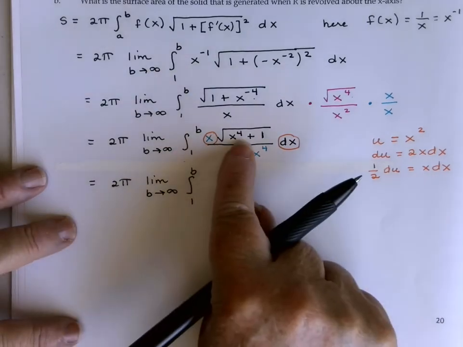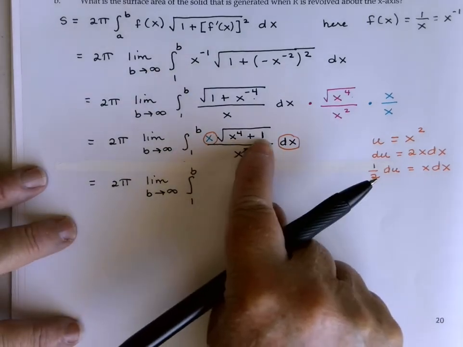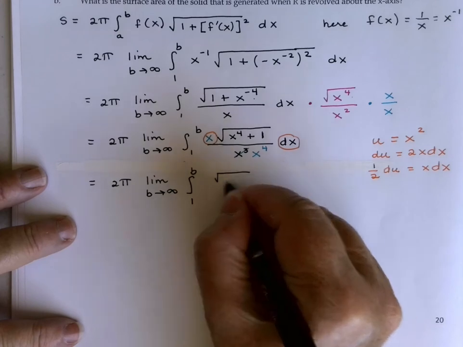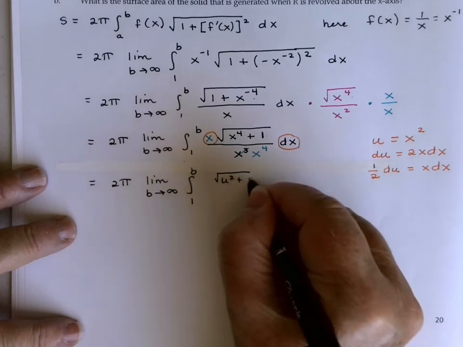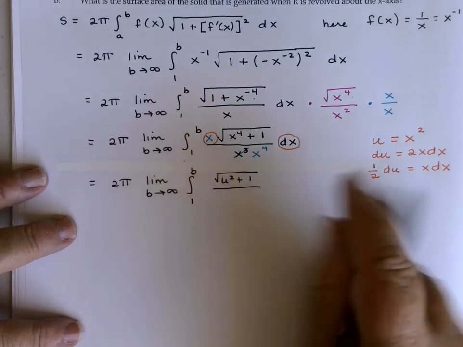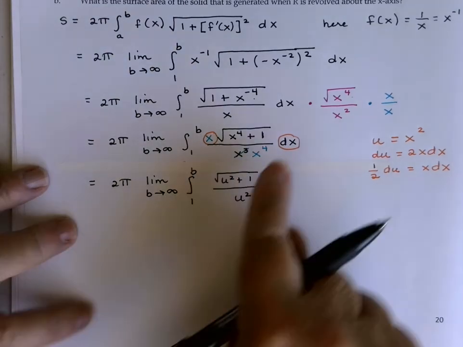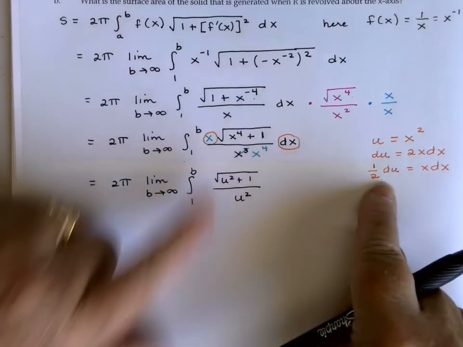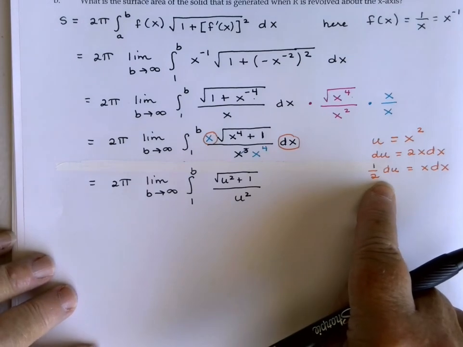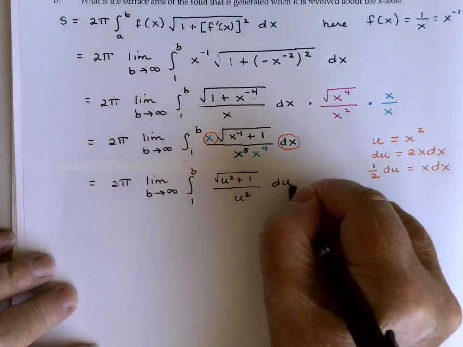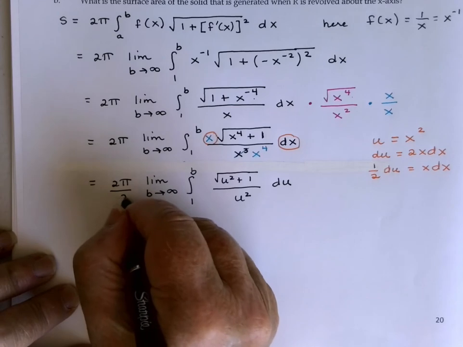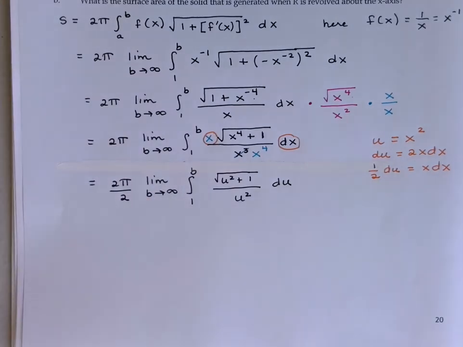All right, under my radical, I would have u squared plus 1. In the denominator, I've got u squared. And then the x dx becomes 1/2 du. Put the du here, and the 1/2, I'm just going to put a divided by 2 way out in front.